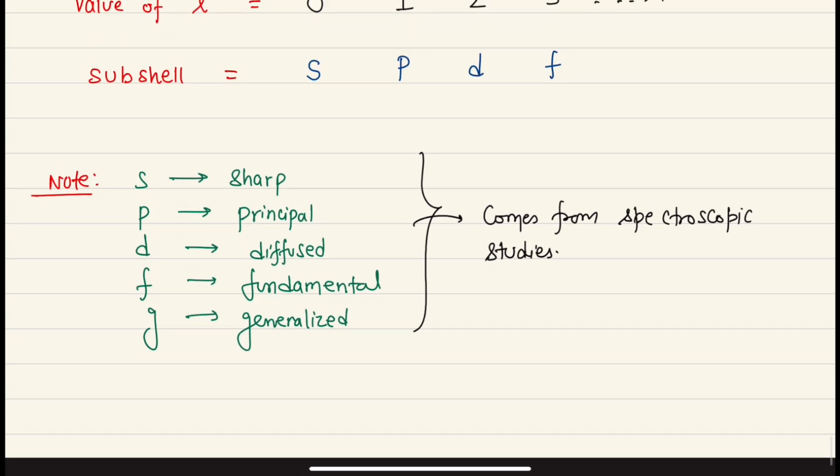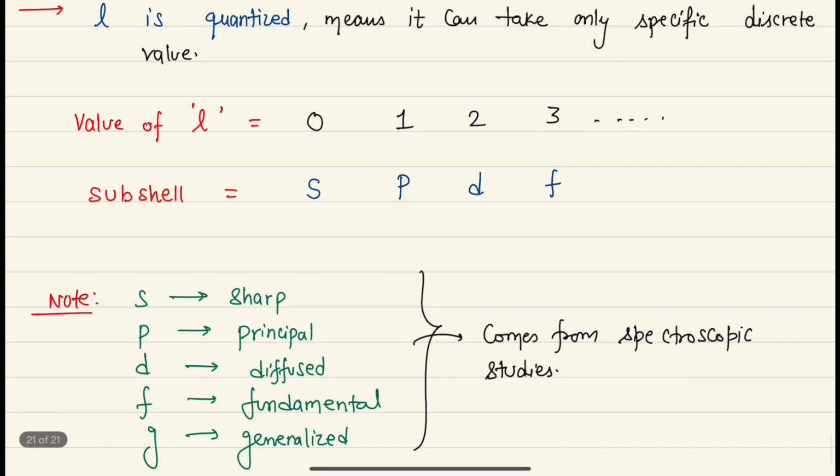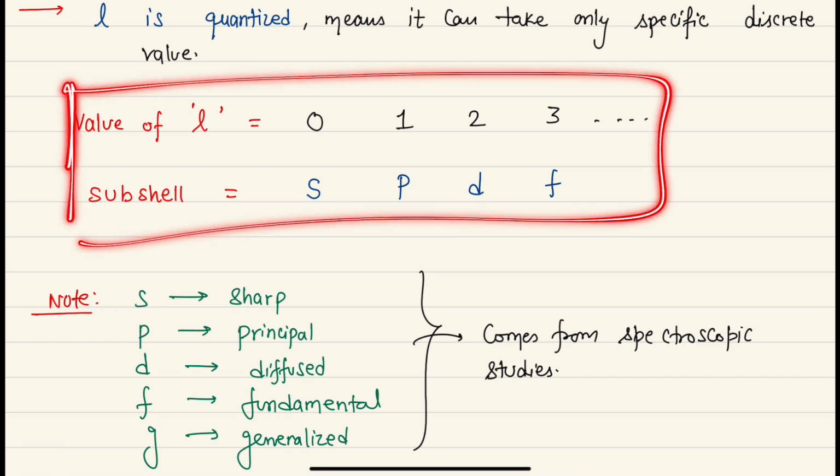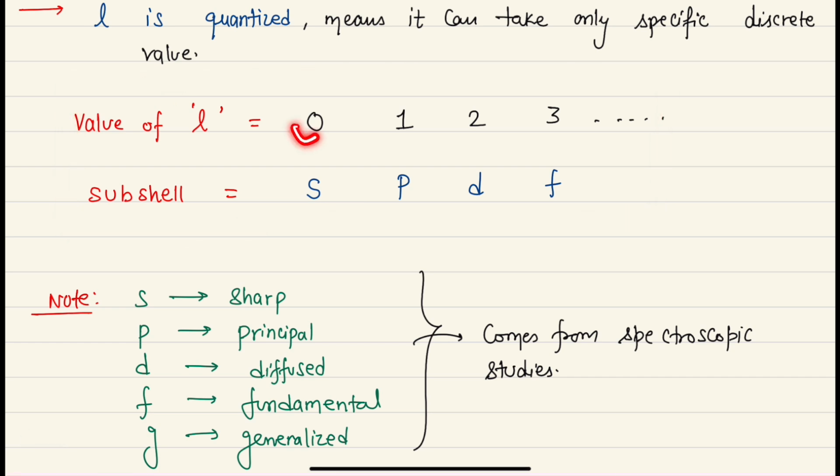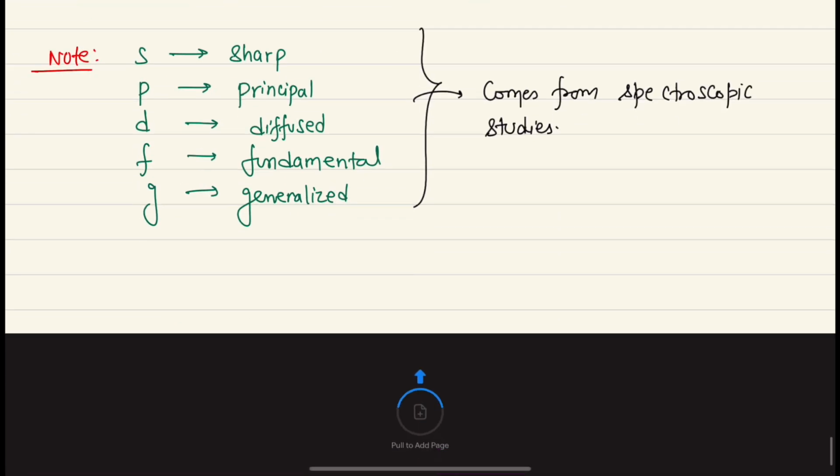Okay, so this is very important. This part, this table. L value 0 means it is an S subcell. L value 1 means it is a P subcell. L value 2 means it is a D subcell. L value 3 means it is an F subcell. Clear, everyone? Okay, now write the last point, and that is a very, very important point.